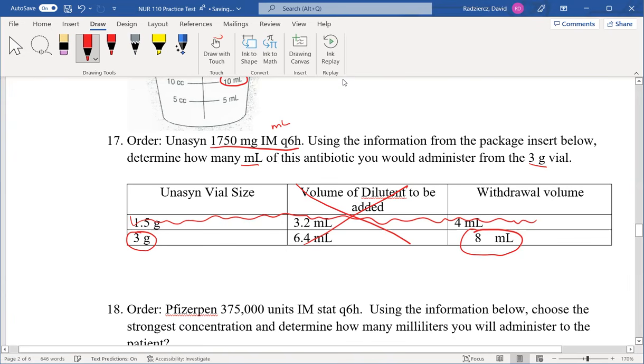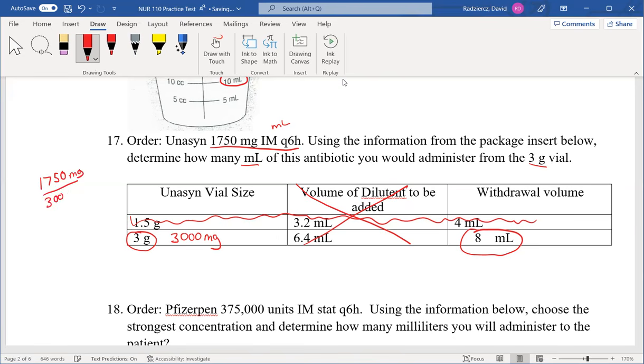Now, we're going to have the same issue that we had in the previous problem. We have to convert grams to milligrams or milligrams to grams. I personally prefer to make this conversion. So 3 grams is the same thing as 3,000 milligrams. And so I'm going to take my order, 1750 milligrams, divided by my available 3,000 milligrams times my 8 milliliter vial.